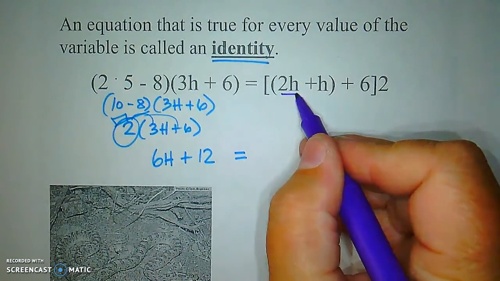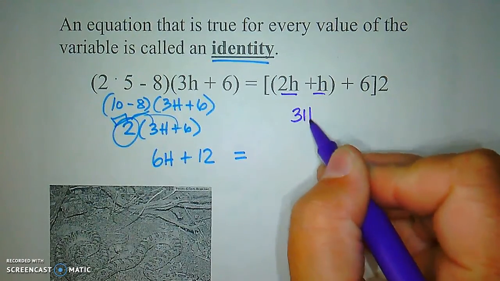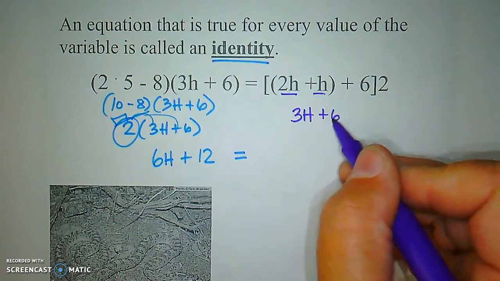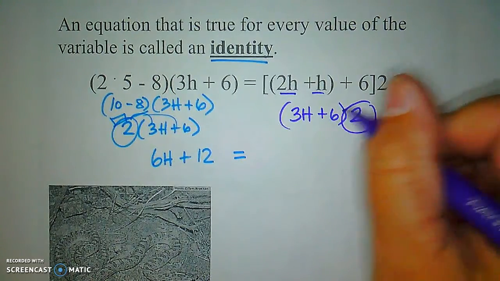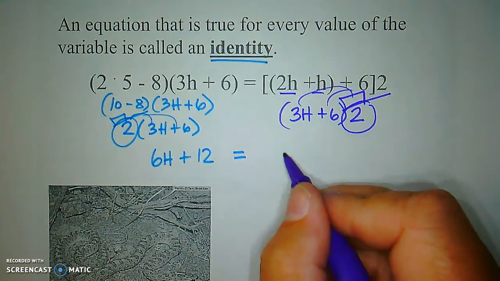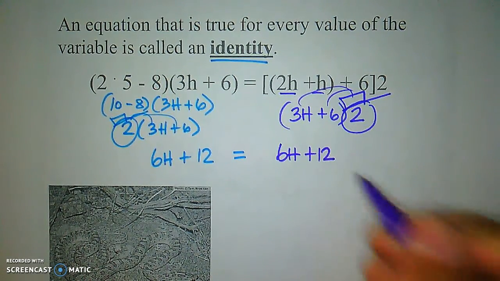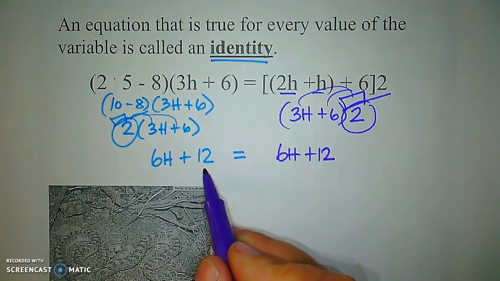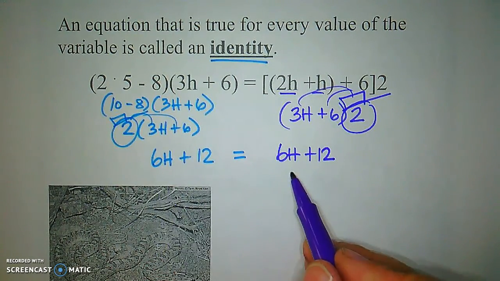Over here, inside the parentheses, 2h and 1h can be combined. So we have 3h plus 6, and the 2 is behind it. That 2 looks like a UPS driver. Stop at all the houses. 2 times 3h is 6h. 6 times 2 is 12. Look at that. 6h plus 12 and 6h plus 12. Yeah, that's the same on both sides.